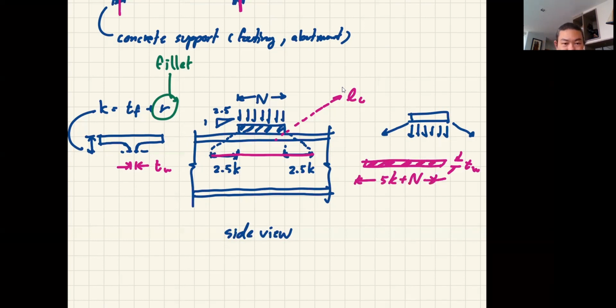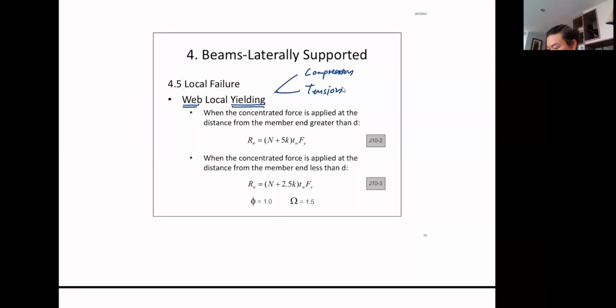So you multiply the area by the stress, you get the force. So that's exactly what we have here, you see? N plus 5K multiplied by the thickness of the web and then multiply by Fy. So that becomes a web local yielding under, see, the concentrated force or the point load.